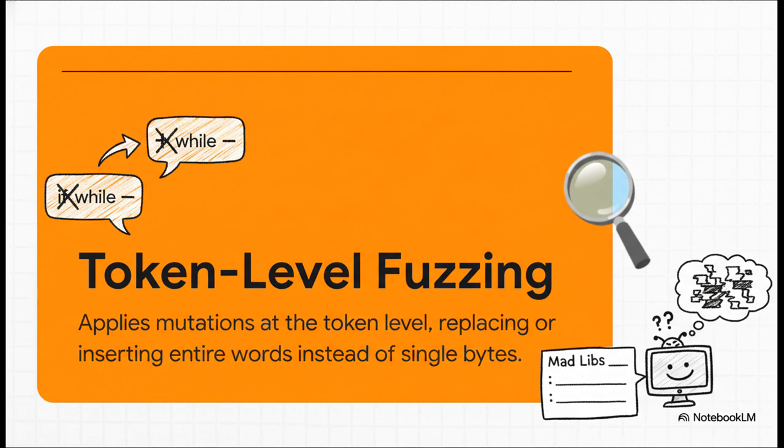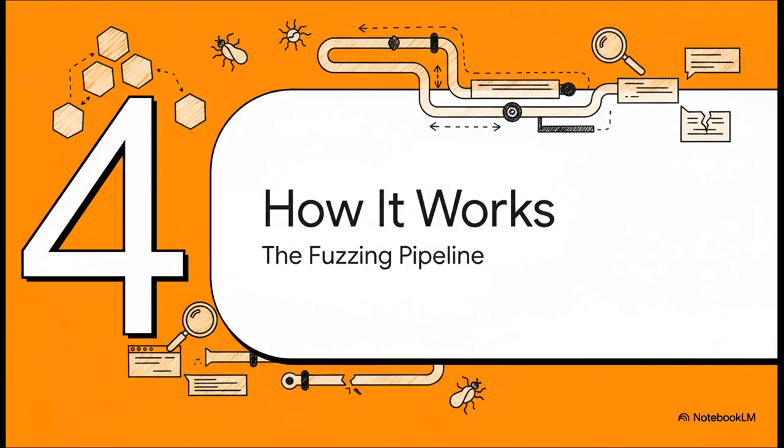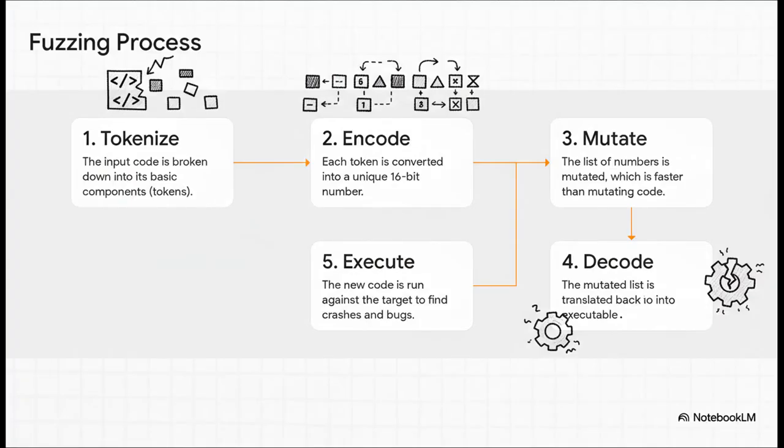And that gives them a much, much better chance of tricking the interpreter into revealing some kind of hidden bug. Okay, so the concept is super clever, but how does it actually work in practice? Well, the process is surprisingly elegant. It all starts by tokenizing, which just means breaking a piece of valid code into its basic parts, all the words and symbols. Then, here's the brilliant part.